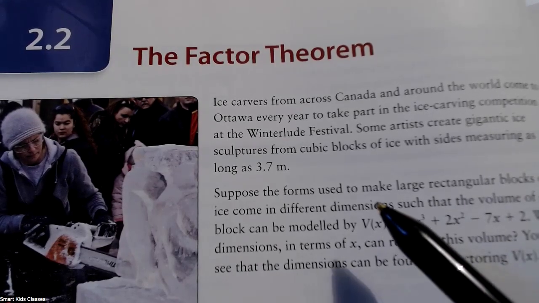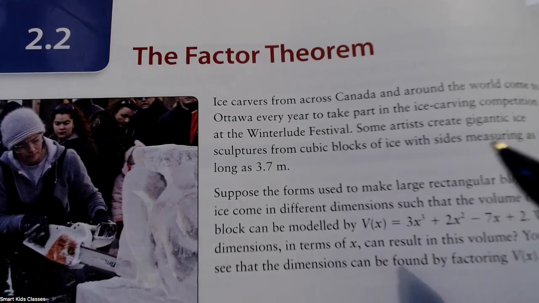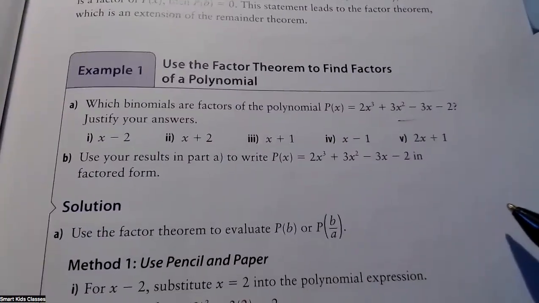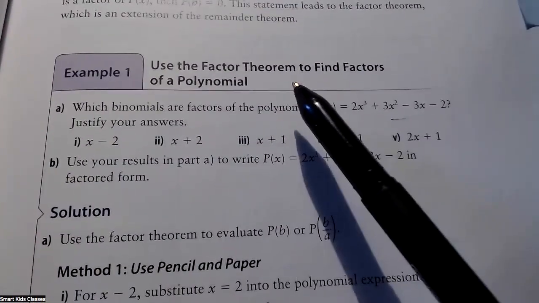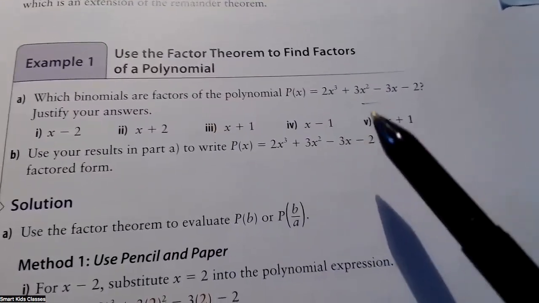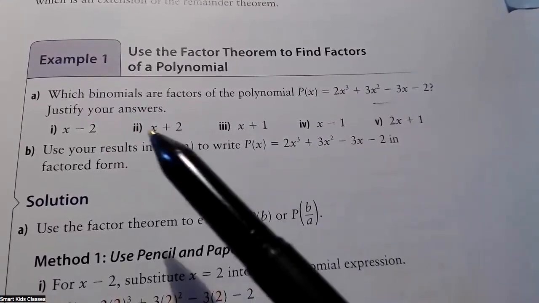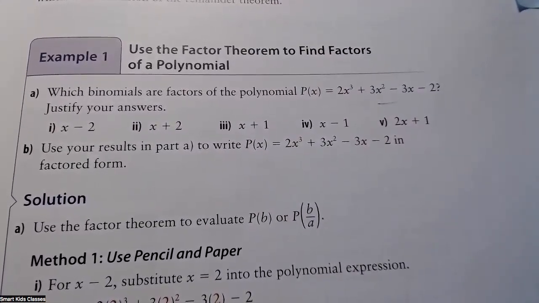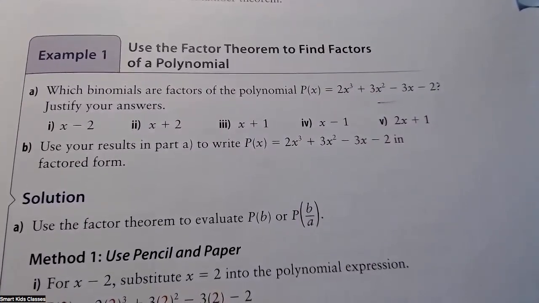Unit 2.2, the factor theorem. I'm going to start by explaining Example 1. Example 1: use the factor theorem to find the factor of a polynomial. It's given a polynomial and we try the factors. Now, I'm going to write it on paper to explain to you.